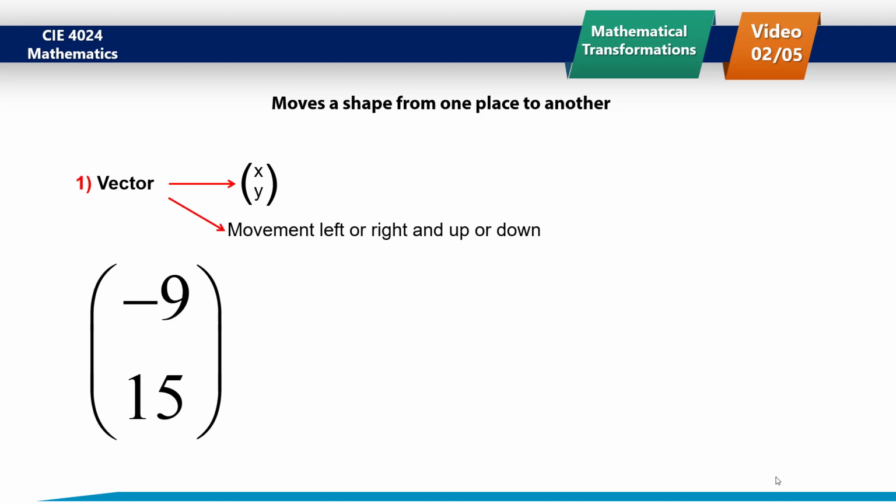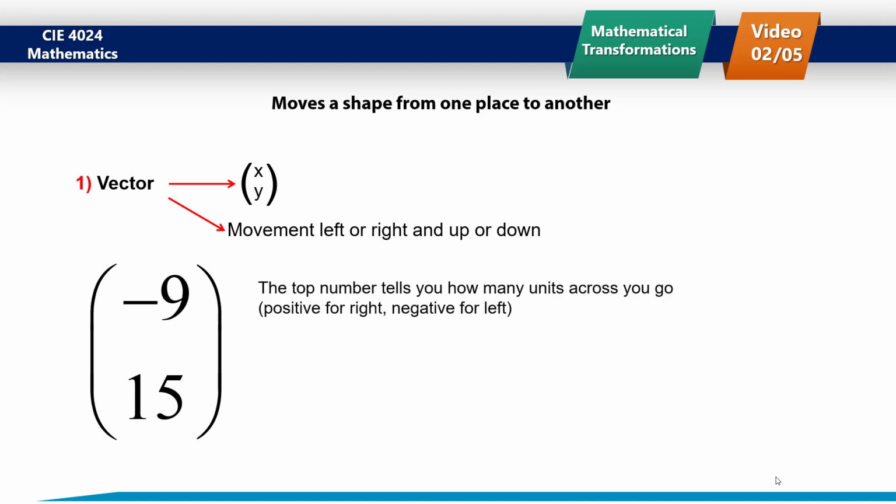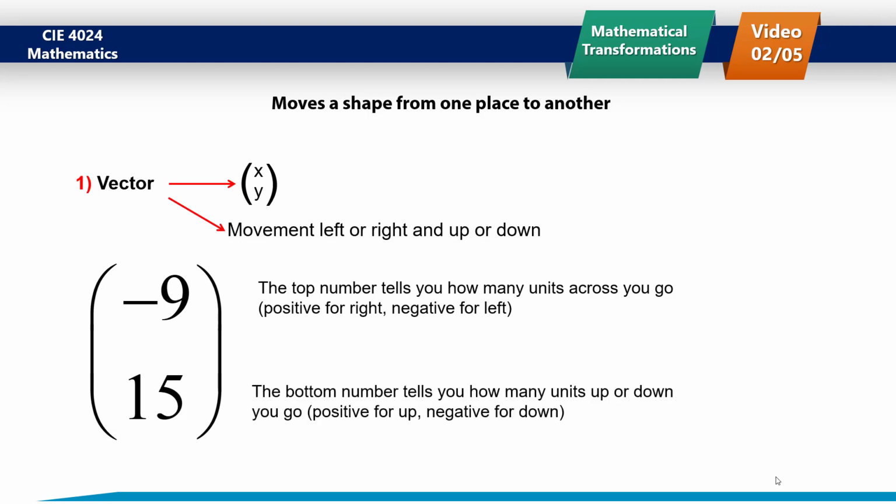Suppose we have a vector of -9 and 15. The top number tells you how many units across you go, positive for right and negative for left. Here in this example it's -9, so you have to move 9 steps leftward. The bottom number tells you how many units up or down you go, positive for up and negative for down. Here it's 15, so you have to move 15 units upward.